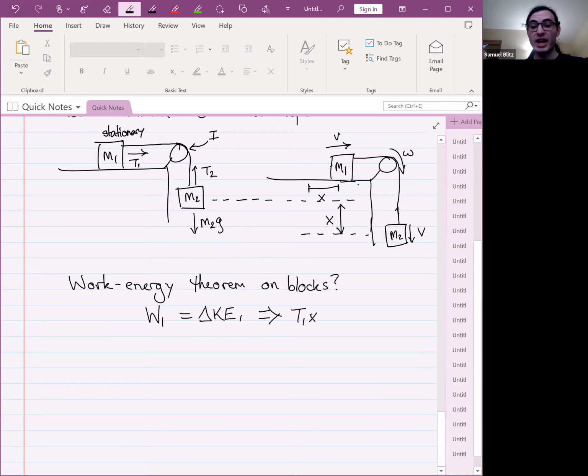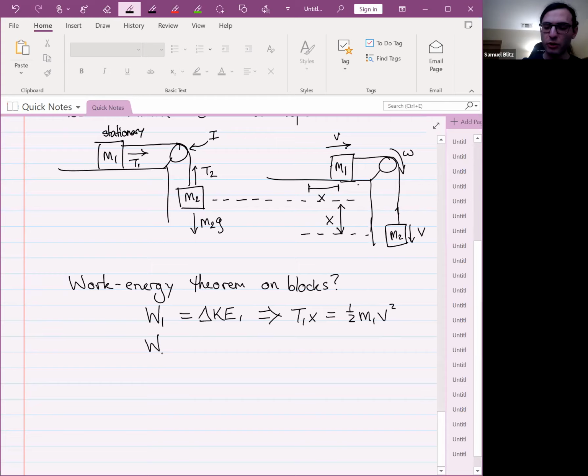The block is traveling in the x direction, to the right, and the force is to the right. The force has magnitude T1, the block travels x units, and the force is constant, so we just get that the work done is T1 times x. And the change in kinetic energy: it starts off at rest and ends up at a speed v, so the change in kinetic energy is 1/2 m1 v squared.